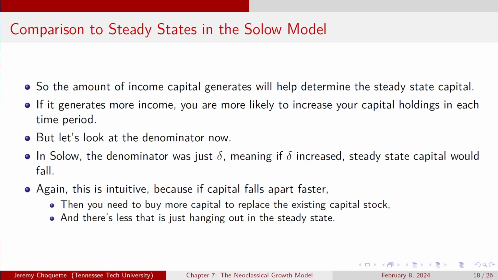And then in the denominator, well, we had just delta in the Solow model. So if delta increased, steady state capital falls because you need to put more capital into replacing the stuff that fell apart. And if you're doing that, it's like you're spending more resources just to keep what you already have. So there's less really hanging out in steady state because you have to put more and more effort, more and more resources into fixing the stuff that you already had rather than adding new stuff.